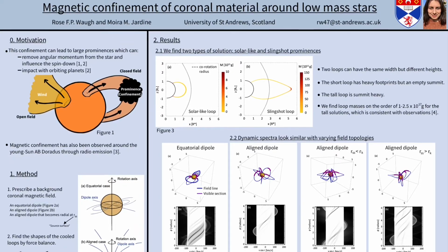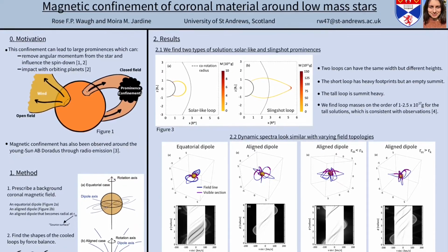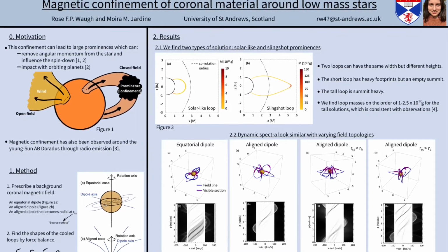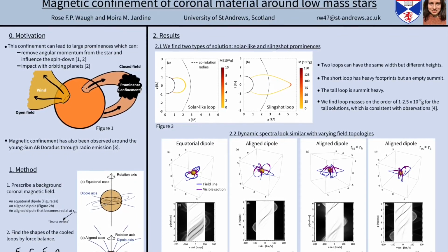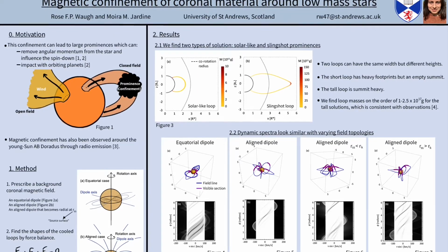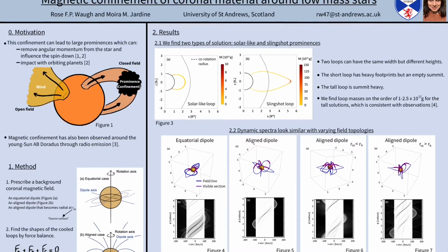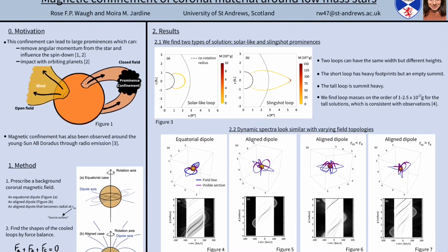Magnetic confinement of material can take many forms, and one example is slingshot prominences, where cool condensations of coronal plasma get trapped by large closed field lines. They can be ejected from the star and contribute to the spin down of young stars, and they can collide with orbiting exoplanets.